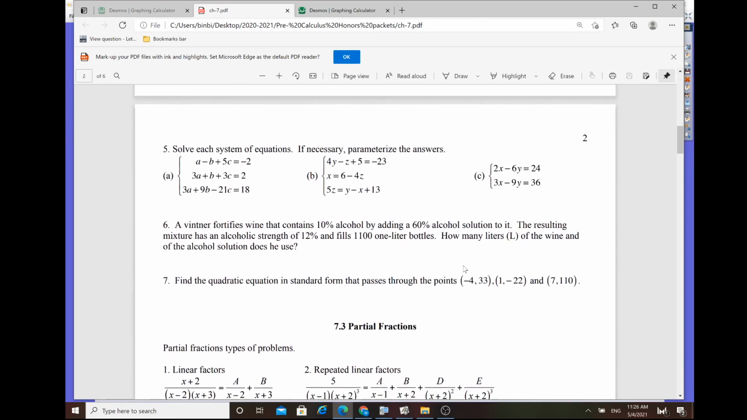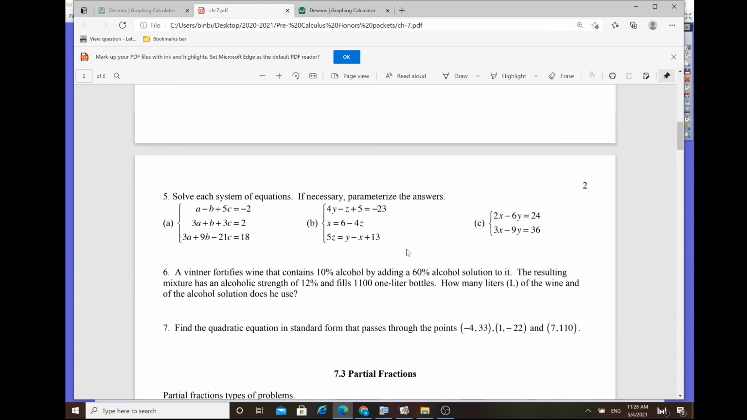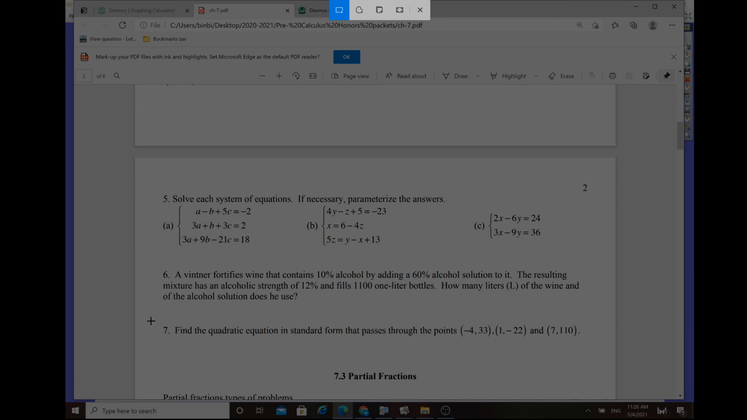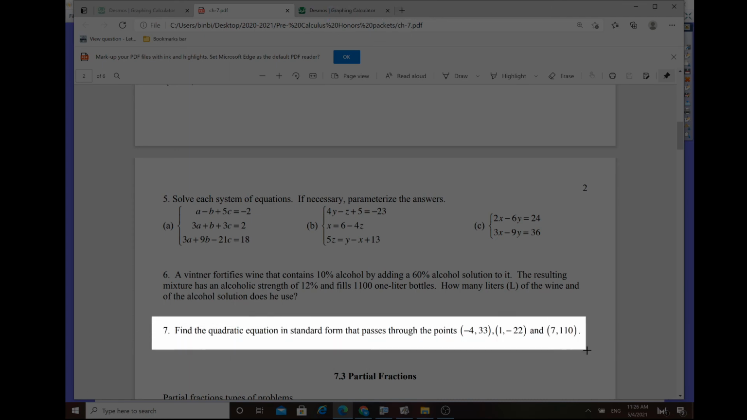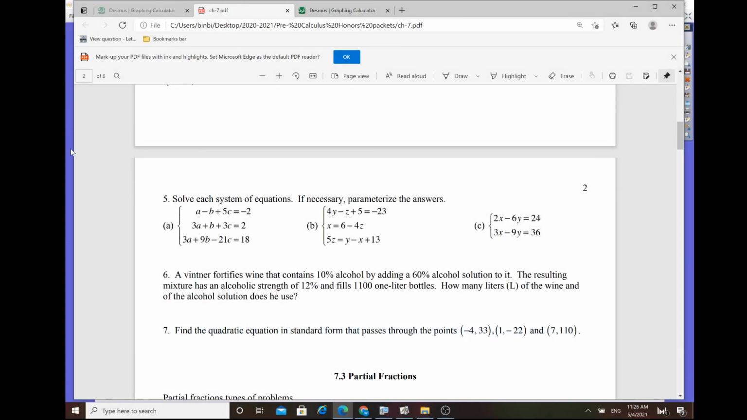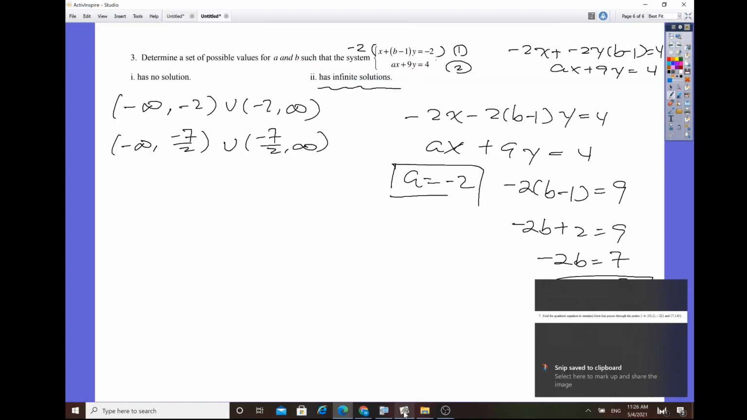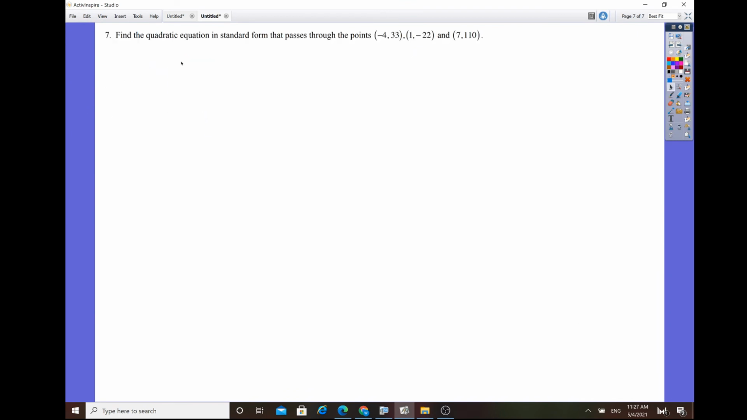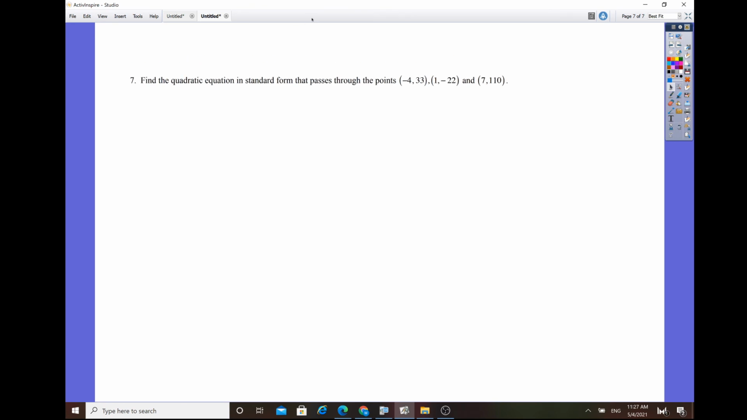And then the last one I really want to talk about is the solution problem. It's just like setting up the graphic organizer, like what we did for the previous section. But what about number 7? Again, I just want to show you the setup here, so you should be able to solve the equation. Find the quadratic equation in standard form that passes through the points -4, 33; 1, -22; and 7, 110.